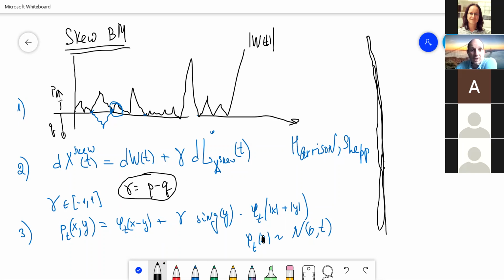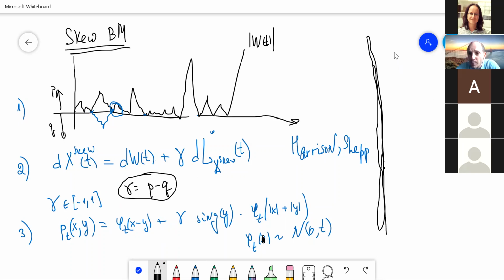And actually, if P is 1, then you have just reflected Brownian motion. If P is 0, then you have just a Brownian motion. Well, if P is 0, then gamma is 0, and the differential of skew Brownian motion is just dW(t).